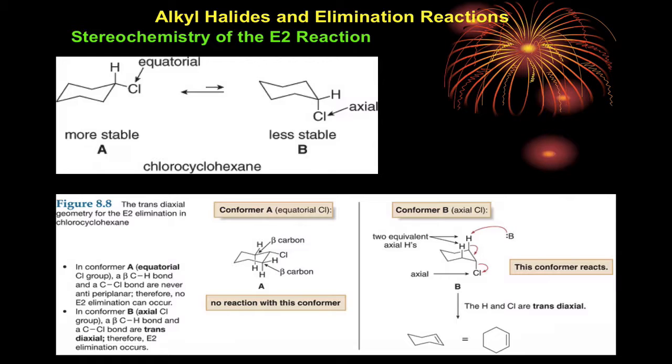When that chlorine is axial, notice these two hydrogens are how with respect to the chlorine? Antiperiplanar. Build a model tonight, and you will see that none of the hydrogens are antiperiplanar to that chlorine when the chlorine is equatorial. But it is here. So sometimes the least stable chair conformation is responsible for the chemistry that we observe in these types of things.